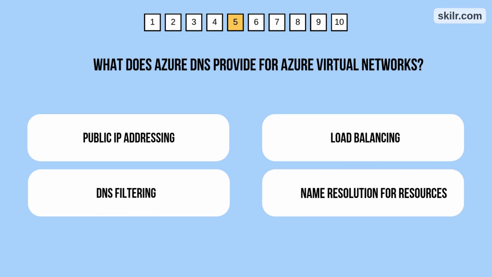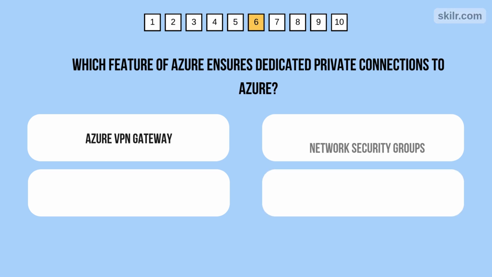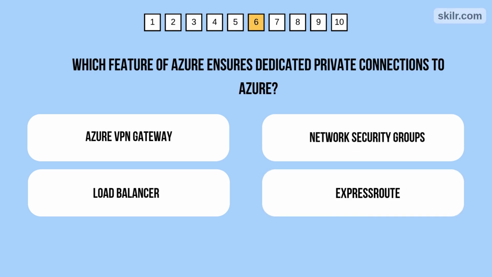Question 5. What does Azure DNS provide for Azure Virtual Networks? The answer is name resolution for resources, as Azure DNS resolves domain names for resources within Azure, enabling network resource access.